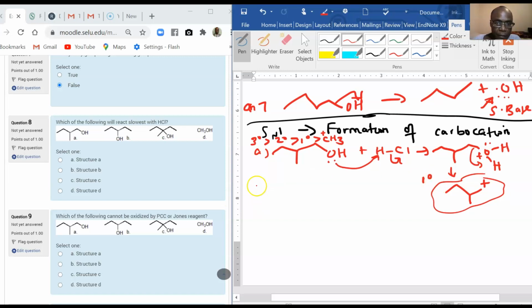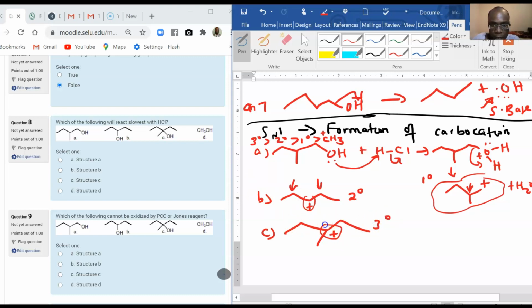That's a primary. For B, if the OH falls off as water following the same mechanism, like here we lost it as water, you get a secondary carbocation. The carbon bearing the plus charge is bonded to two other carbons, so it's secondary. Here the carbon bearing the plus charge is bonded to one carbon, so it's primary. So that one is not the answer. So let's go fourth. The next one, once the OH falls off as water, you get a tertiary carbocation. The carbon bearing the plus charge is bonded to three other carbons.